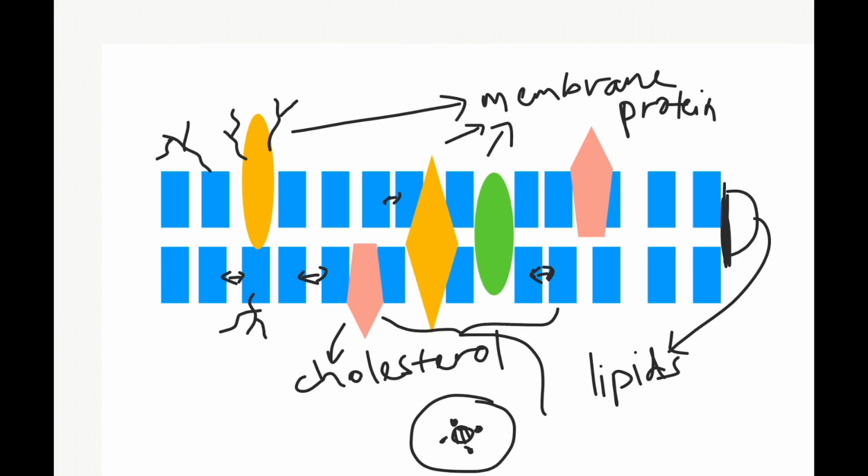lipid rafts, as if some rafts floating inside the sea of lipid. And it has been observed that these lipid rafts are the portion of the bilayer where most of the transmembrane proteins or any membrane proteins are localized.